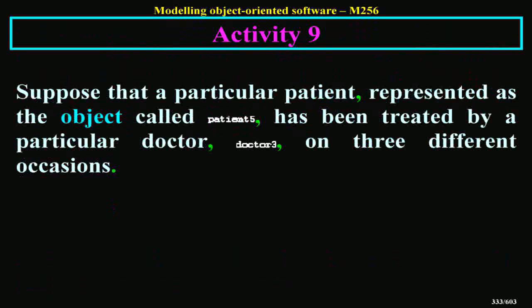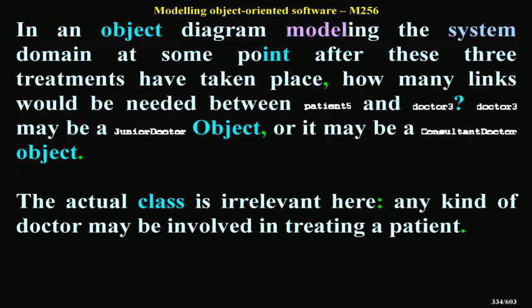Suppose that a particular patient, represented as the object called, has been treated by a particular doctor on 3 different occasions. In an object diagram modeling the system domain at some point after these 3 treatments have taken place, how many links would be needed between them? The doctor may be a Consultant object, or it may be a Junior Doctor object. The actual class is irrelevant here. Any kind of doctor may be involved in treating a patient.